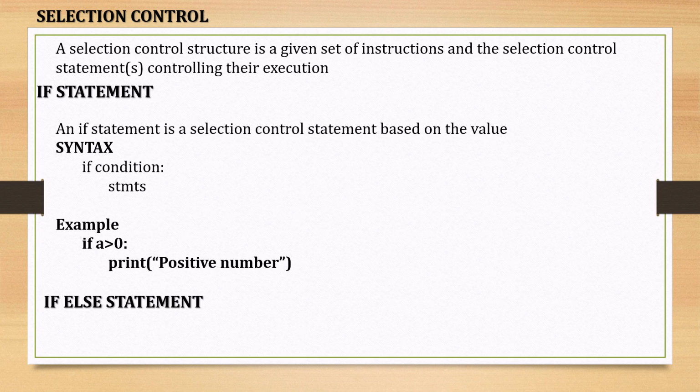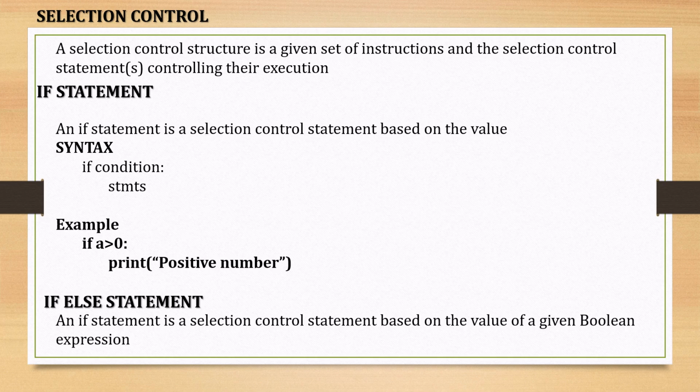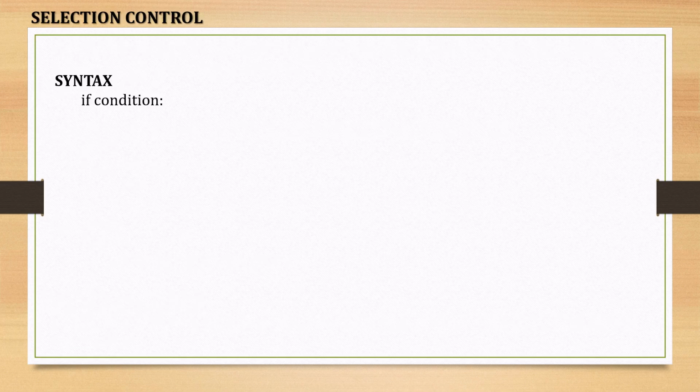Now we are moving on to the next thing called the if else statement. So what is if else? If we have a condition and that particular condition is true, that particular statement will execute. But in the case of else, if the particular condition is false, then the else statement will execute. So an if is a selection control statement based on the value of a given Boolean expression.